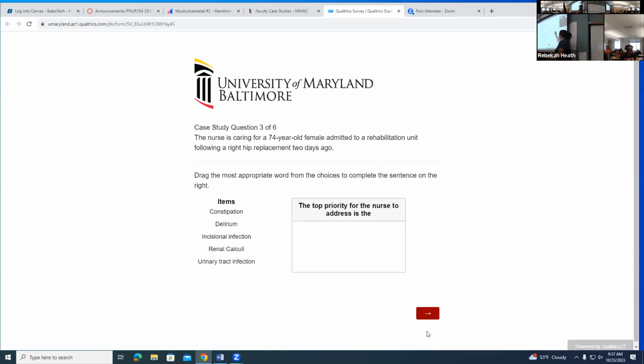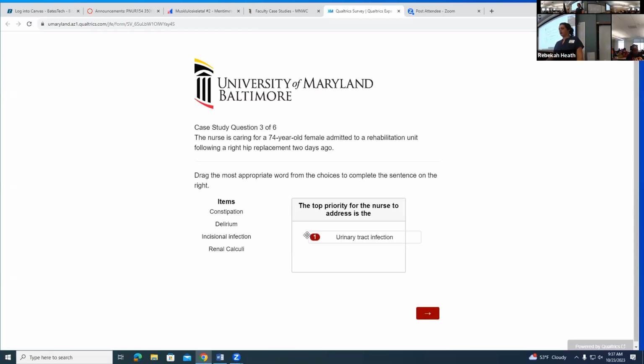So now it didn't even give us our nurse's note. It just has this scenario and it says, what's the most appropriate word to complete the sentence? So the top priority to assess is urinary tract infection. Right, because if we think she's got UTI or delirium, could one of those be causing the other? Yes, the UTI. Infection can often cause delirium in older people. So that would be our priority assessment.